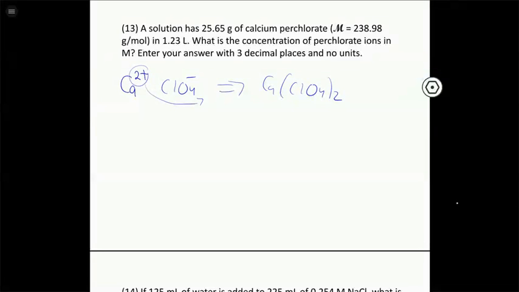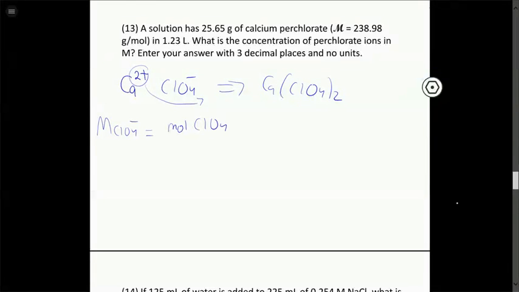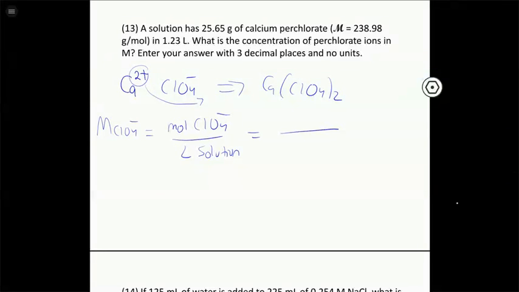And what we're looking for here is the molarity of perchlorate ions when we dissolve that much calcium perchlorate in 1.23 liters of water. So molarity is defined as moles per liter. So we're looking for the moles of perchlorate divided by the liters of solution. So one of these is given to us. We see in the problem that we're making a solution that has 1.23 liters as the volume, so that's going to be what we divide by. We don't have to calculate that number.